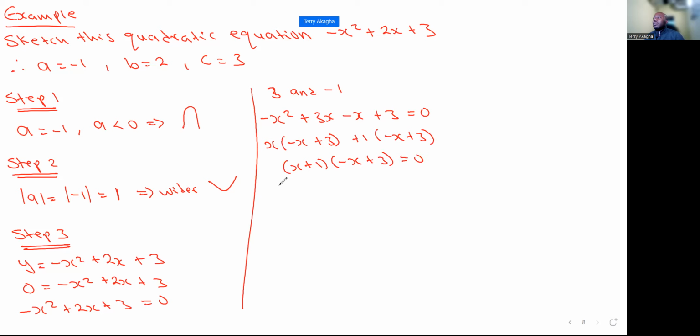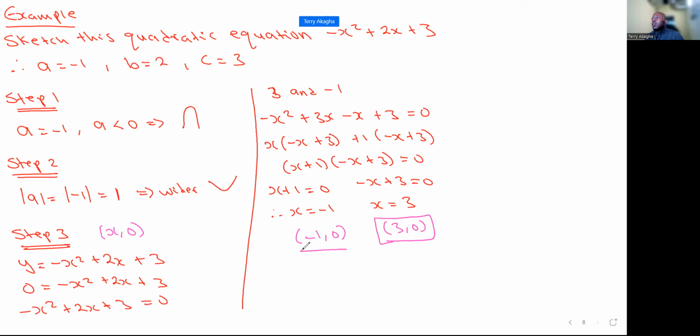Then therefore, x plus 1 is equal to 0, and minus x plus 3 is equal to 0. Take 1 to the other side, so x will be equal to minus 1. Take x to the other side, and x is equal to 3. All right. I also told you that for the x-intercept, you write it as x comma 0. So we're going to write this as minus 1 comma 0 for the first one, and 3 comma 0 for the second one. So we've gotten the x-intercepts for this graph.